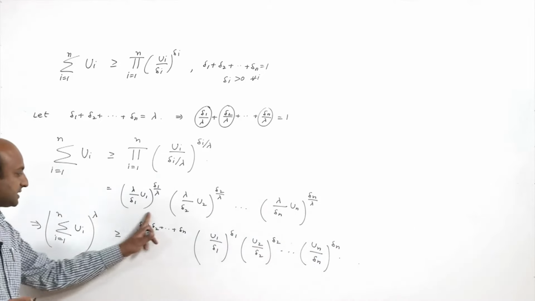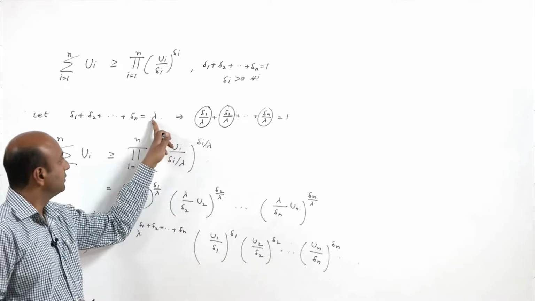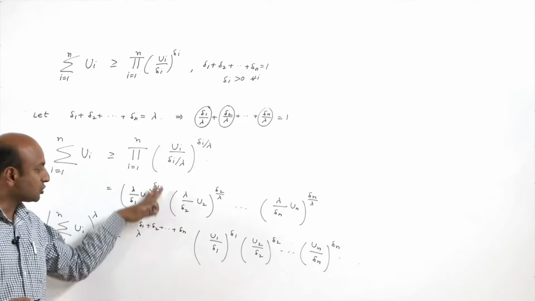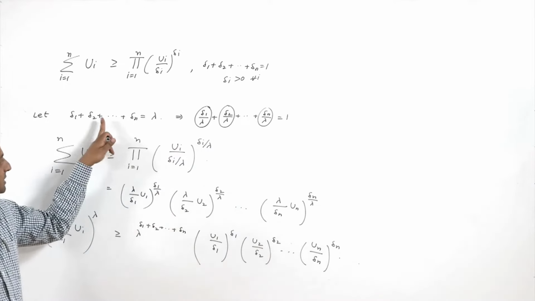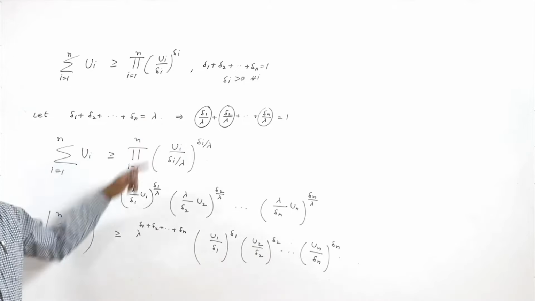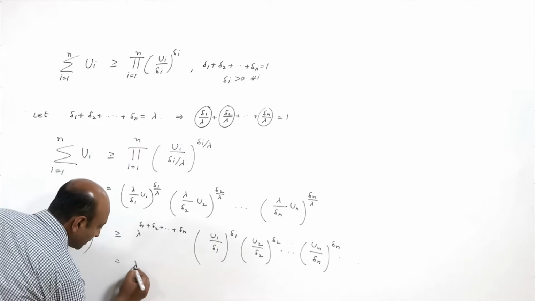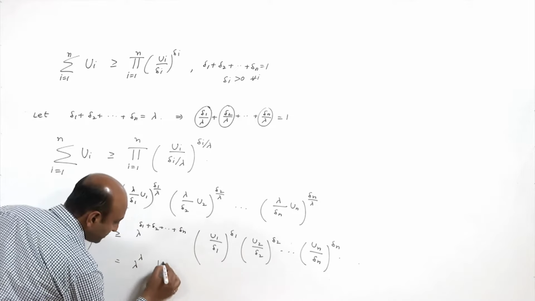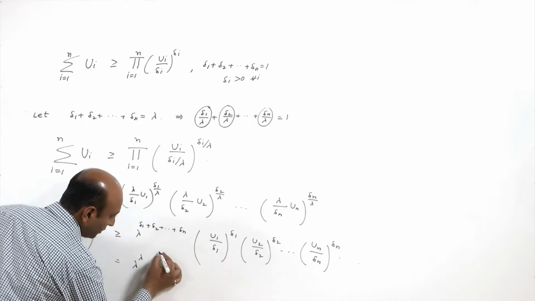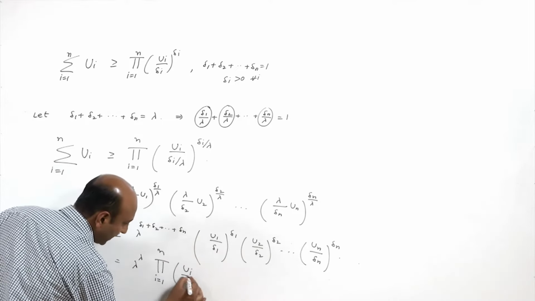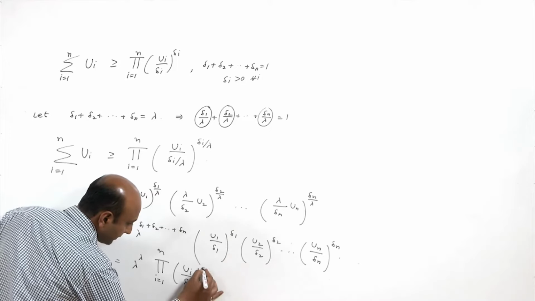So, this sum is again lambda from this expression. We are solving this expression for this sum of delta is lambda. So, this is equal to lambda raised to power lambda, and this is product i running from 1 to n, (u_i upon delta_i) whole raised to power delta_i.